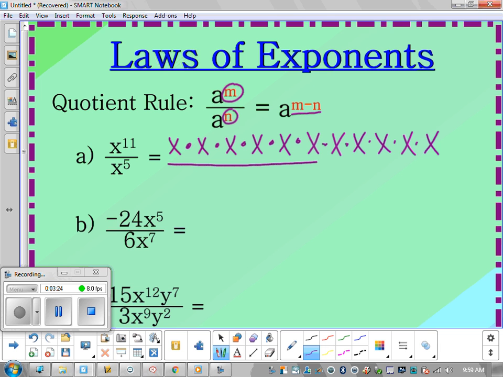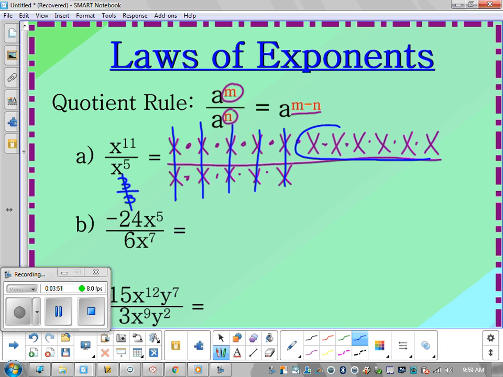On the bottom, if we have x to the 5th, that would be x times x times x times x times x. Just like when we've had fractions in the past, like 3 divided by 3, the answer was 1 because they reduced. 3 divided by 3 is 1. The same is true with our x's. X divided by x is 1. X divided by x is 1. That continues all the way until we see that we have 6 x's left over. So the final answer is x to the 6th power.